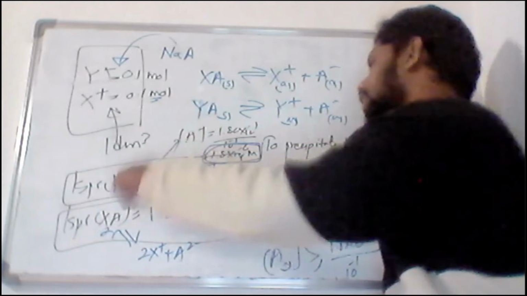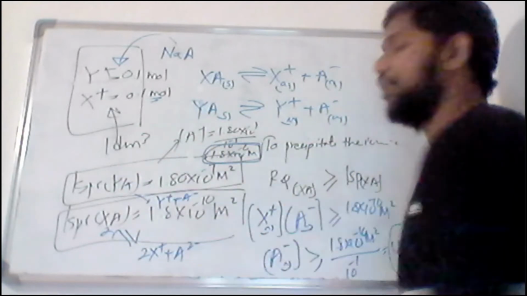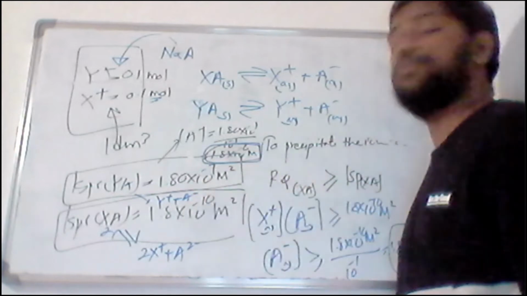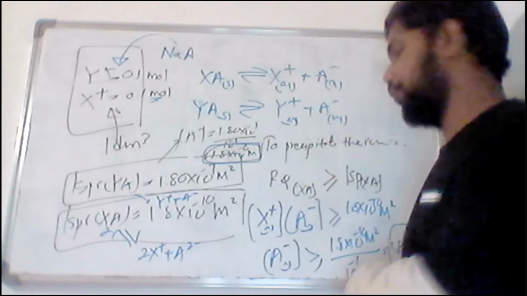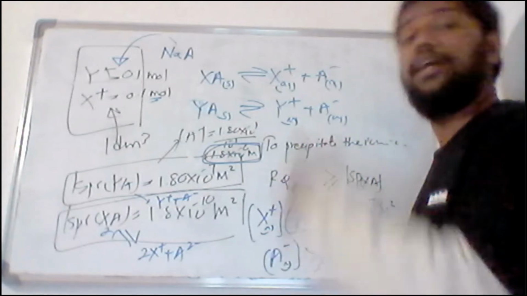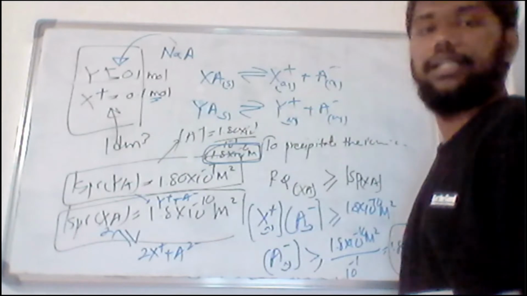But when you have a different salt, like a 1:1 with a 2:1 comparison, you cannot just directly tell that the KSP value is smaller, so it will precipitate first. You can't. You need to show this calculation, find A minus, and then you need to tell. Okay, so try to understand that concept.